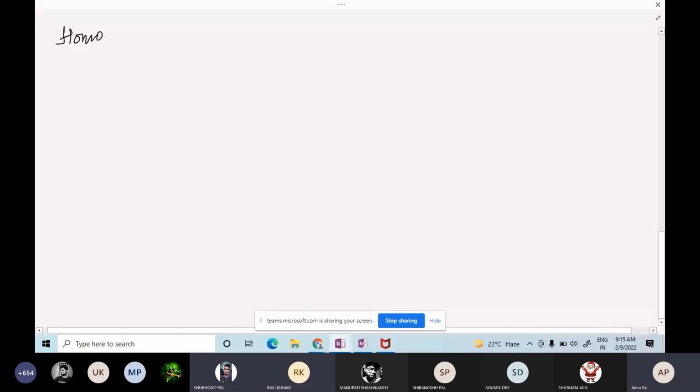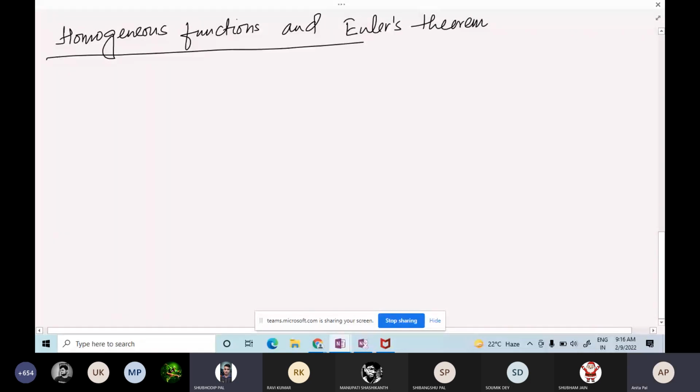Now we'll go with homogeneous function and Euler's theorem. Now, what is a homogeneous function? If every term of a function is of the same degree, then we say it is a homogeneous function. Suppose the degree is n, then we say the function is a homogeneous function of degree n.